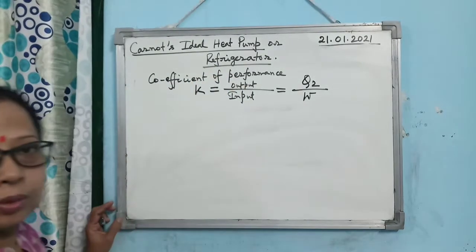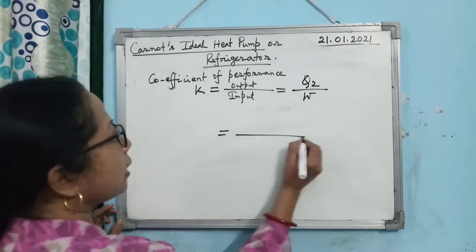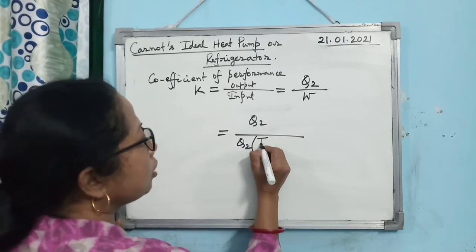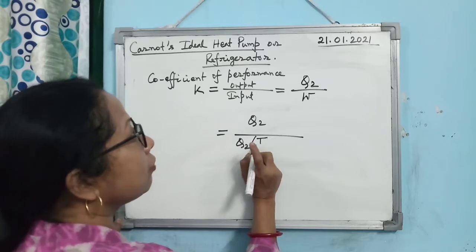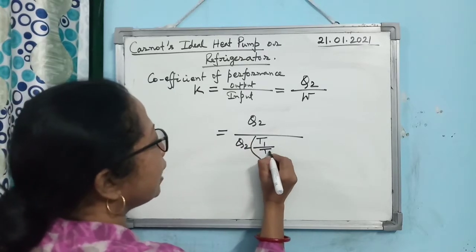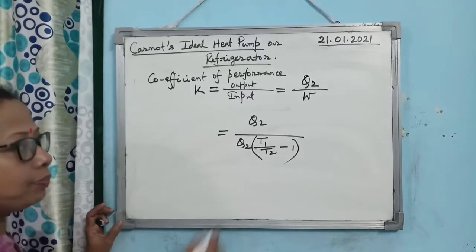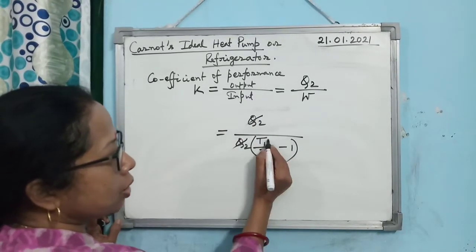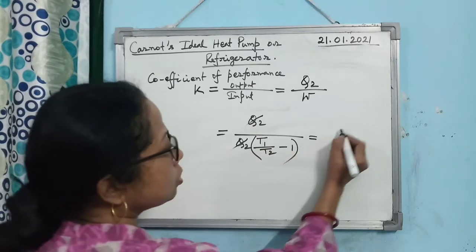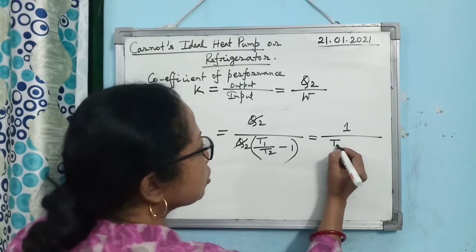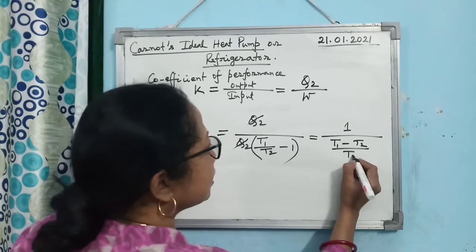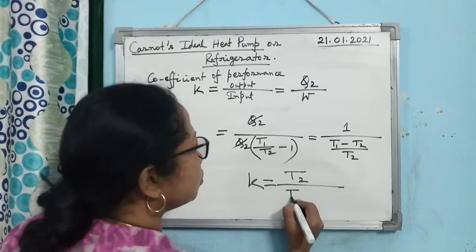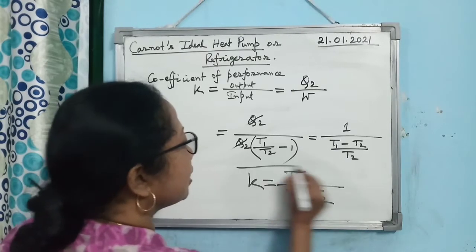So what is the input? Input is W. Alright, so you can write Q2 by W, and W was Q2 into (T1 by T2 minus 1), because I have taken Q2 common. So Q2 cancels. If you simplify it, it will become T2 on top, and here T1 minus T2. So okay, I am writing one more step. It is (T1 minus T2) by T2. So you are getting K is equal to T2 by (T1 minus T2).